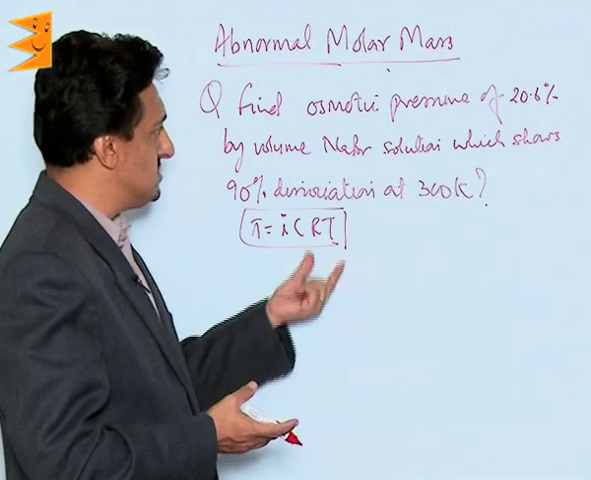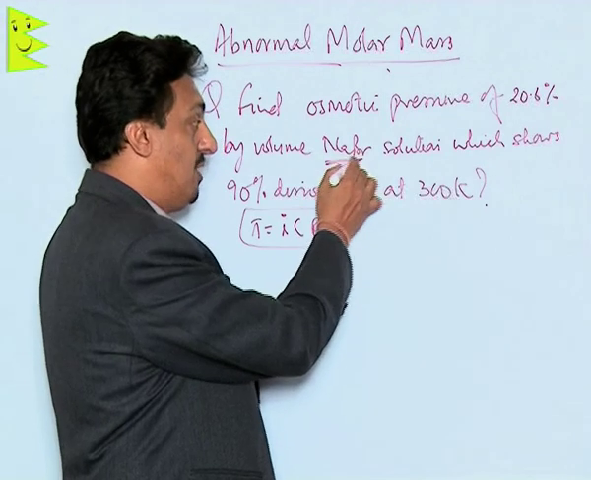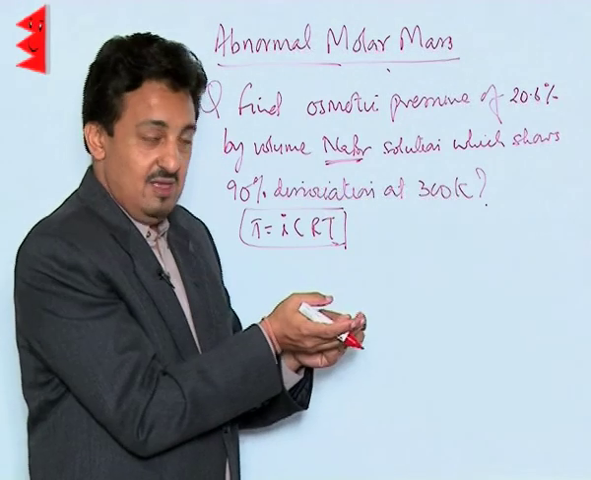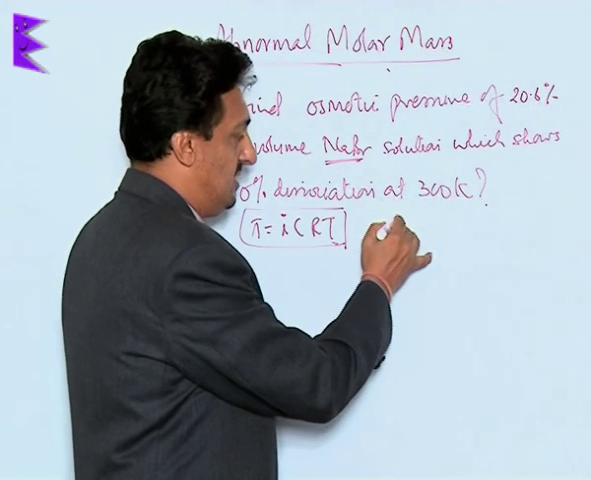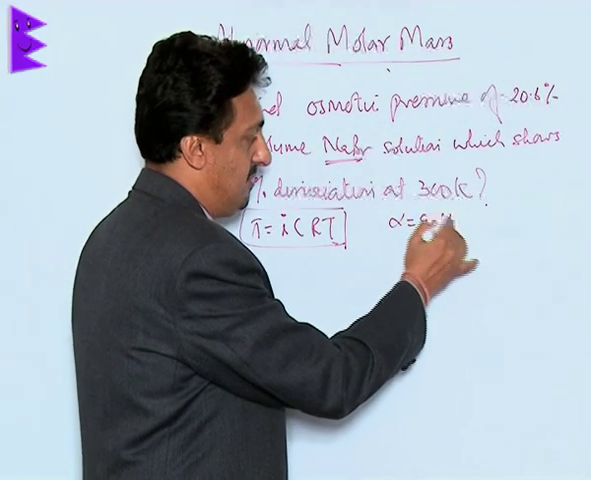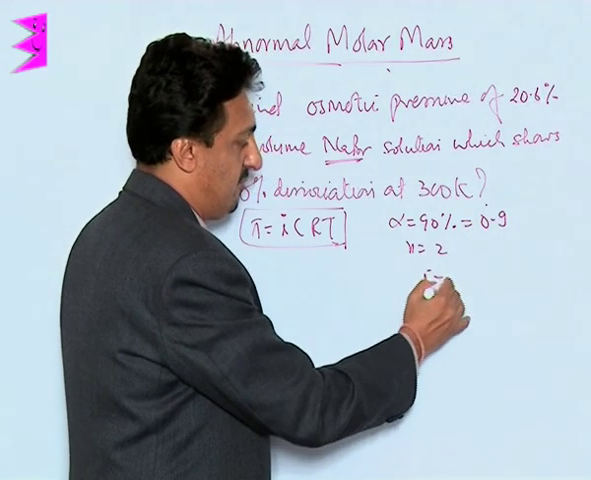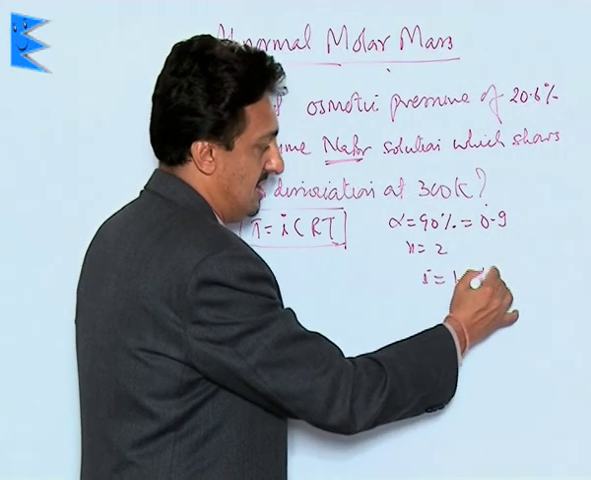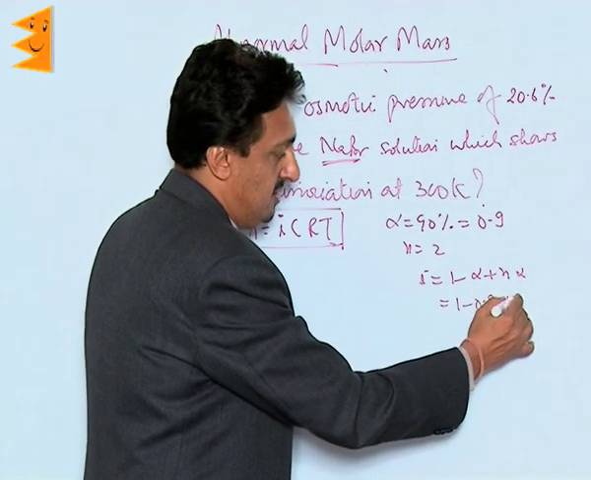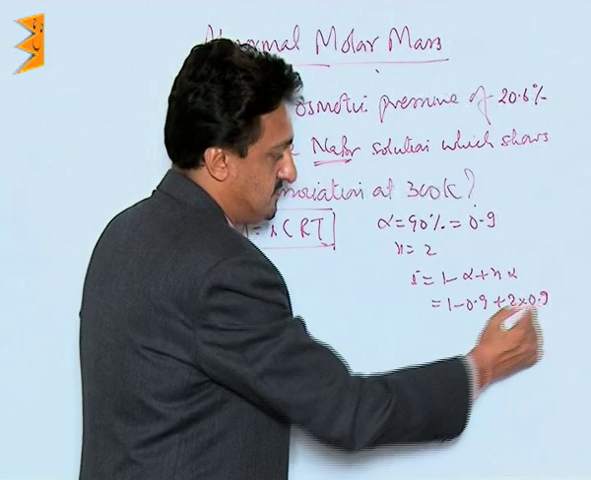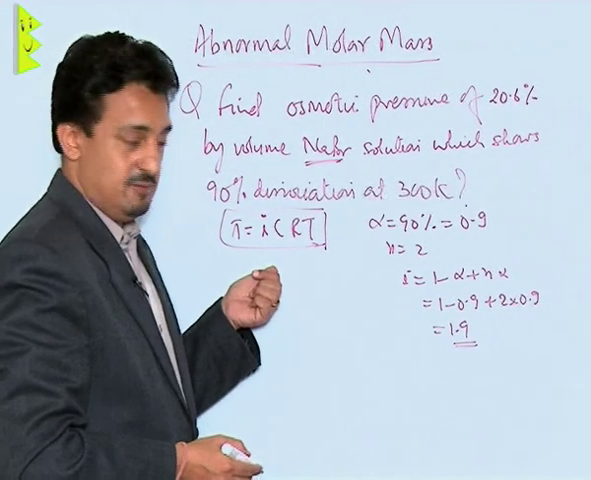Now in this case, we know sodium bromide is a salt. Now its i we cannot take as 2, because it will give us 1 sodium and 1 bromide only if the dissociation is 100%. The dissociation is 90%, which out of 1 will be 0.9. n is 2. So first we have to find out its i, which will be 1 minus alpha plus n alpha, which will be 1 minus 0.9 plus 2 into 0.9. So it will be 1.9. So in place of 2, we will take its i as 1.9.